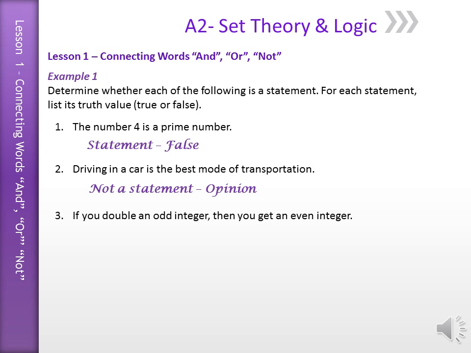Number 3. If you double an odd integer, then you get an even integer. Just remember that an integer is a counting number, but we also consider the positives and negatives. So it's -5, -3, 0, 4, 7. These are the integers. Let's try 3. 3 is odd. If we double it, we get 6. 6 is even. Try another. 23 is odd. If we double it, we get 46, and that is even as well. Yes, this will always work, so this is a statement, and it is true.